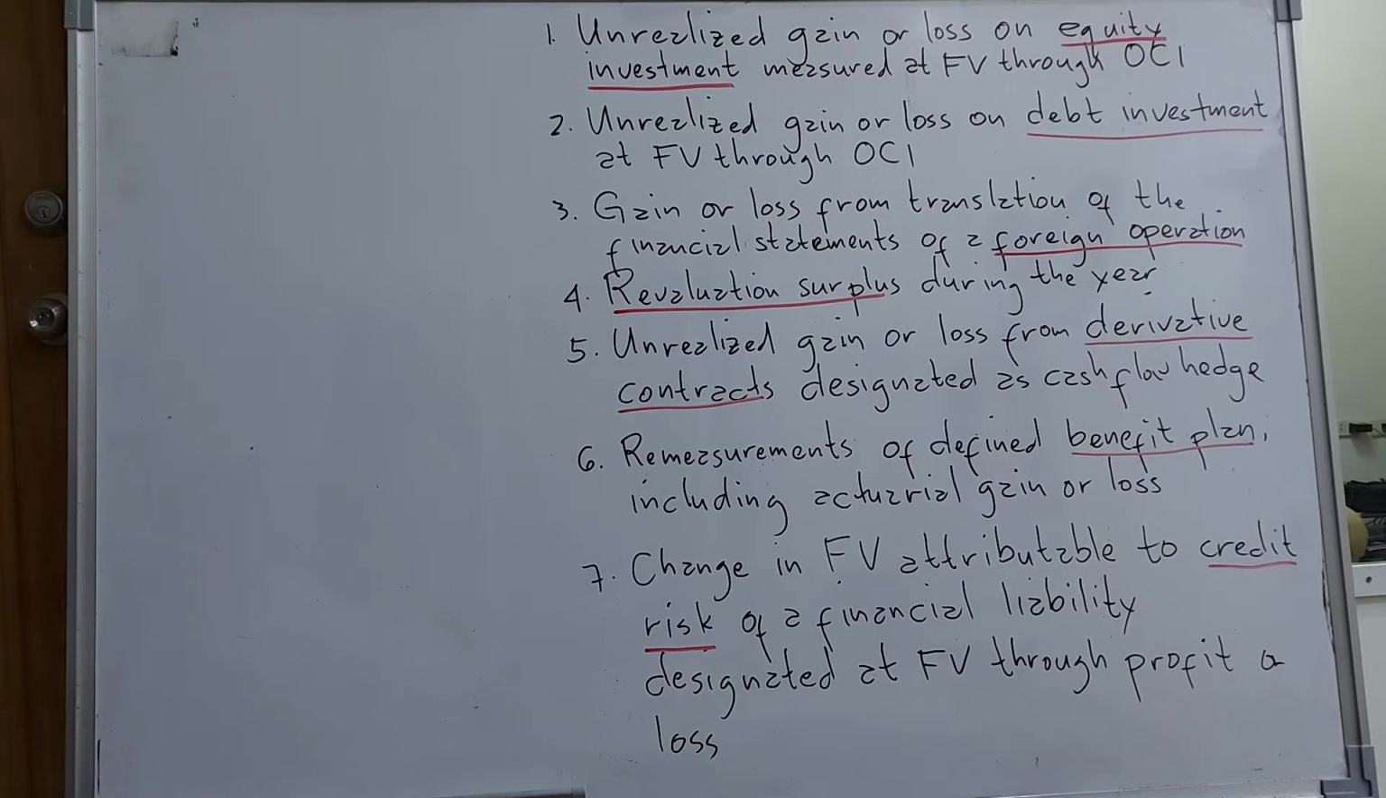Number 4, revaluation surplus during the year. Number 5, unrealized gain or loss from derivative contracts, okay, designated as cash flow hedge. Number 6, remeasurements of defined benefit plan, including actuarial gain or loss. And yung last, change in fair value attributable to credit risk of a financial liability designated at fair value through profit or loss. Okay. So, yung next dyan is yung presentation ng OCI.